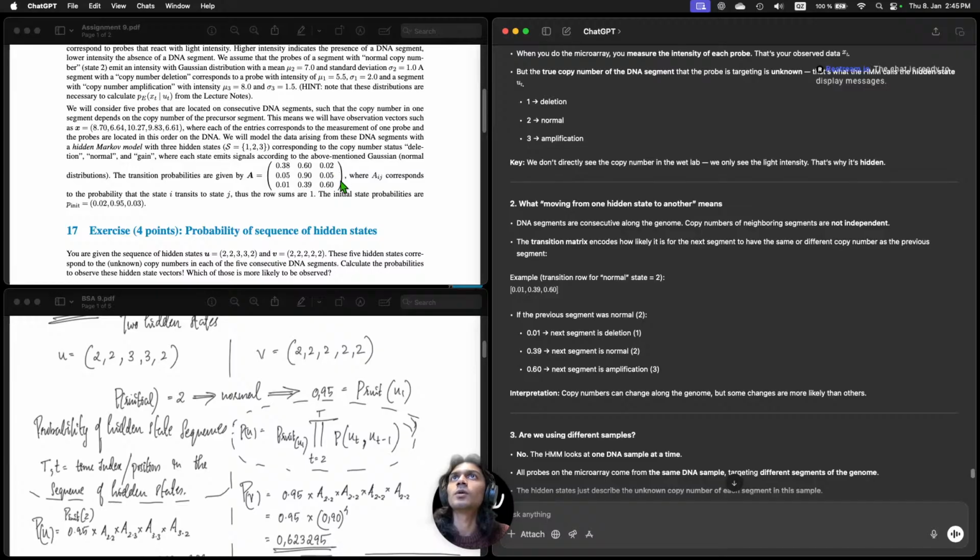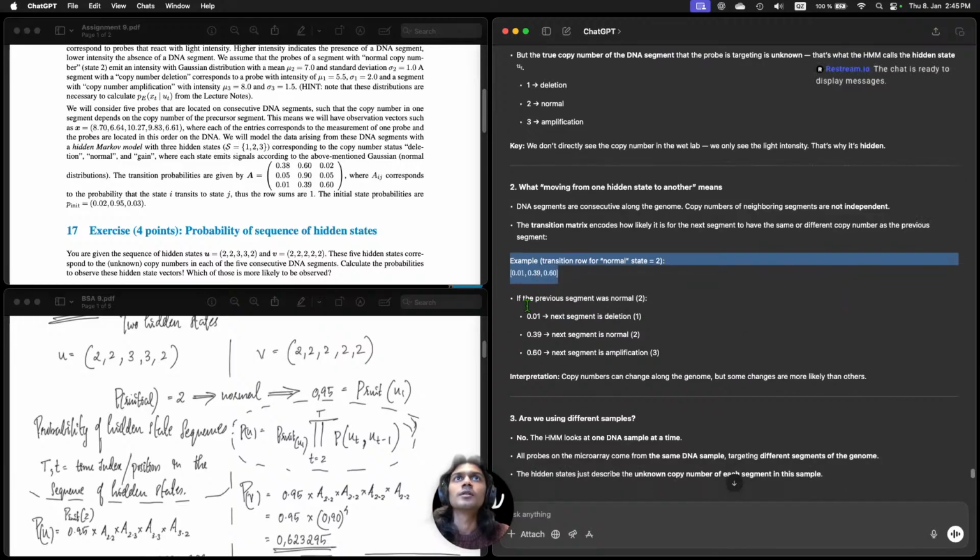Thus the row sums are 1. And the previous segment was normal too. If the previous segment was normal, the next segment... Okay, there's only a 1% chance that the next segment is deletion. There's a 39% chance. Interpretation: copy numbers can change along the genome, but some changes are more likely than others.